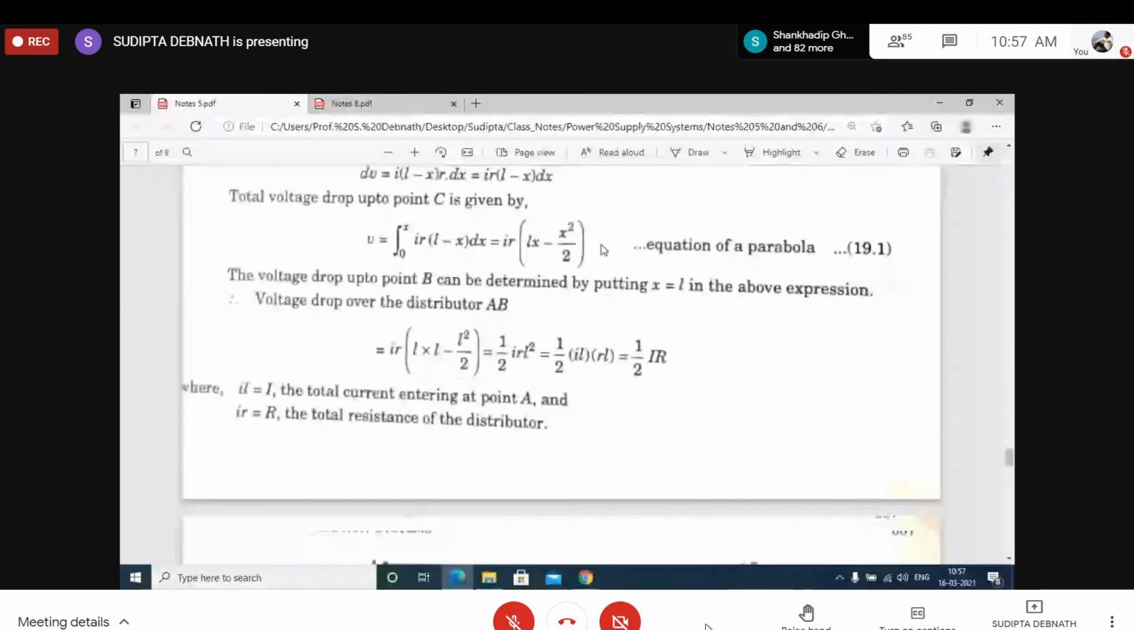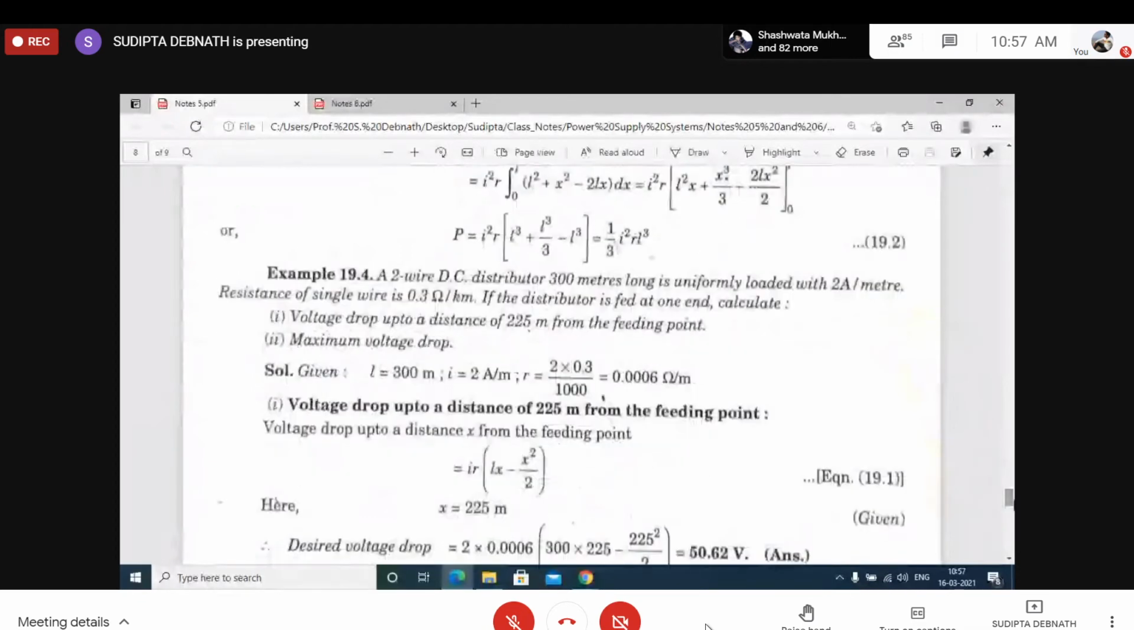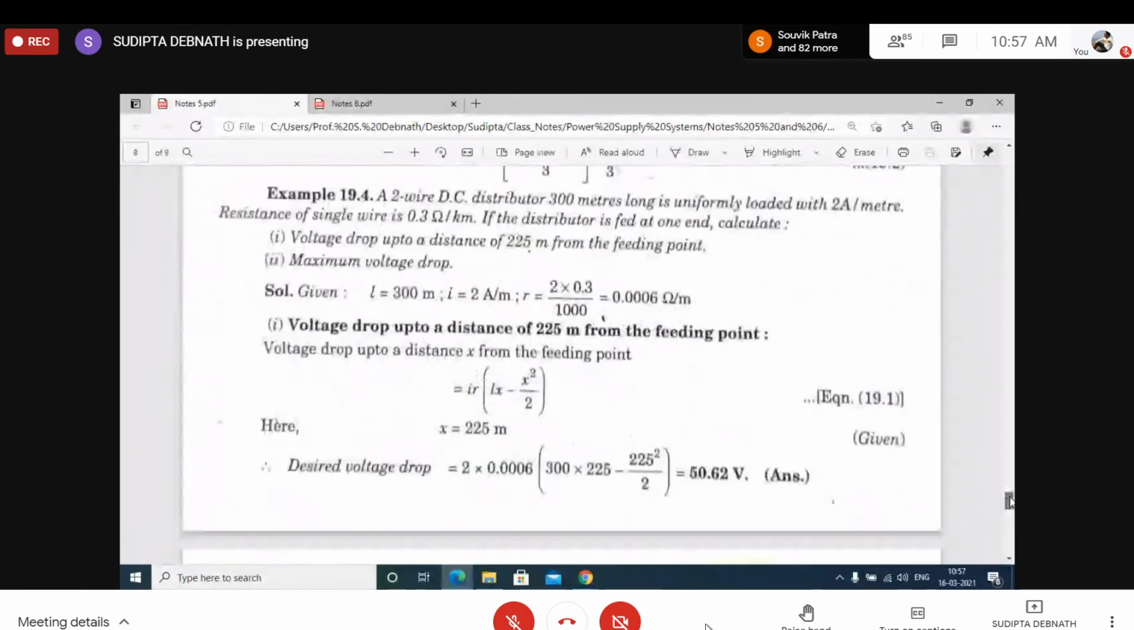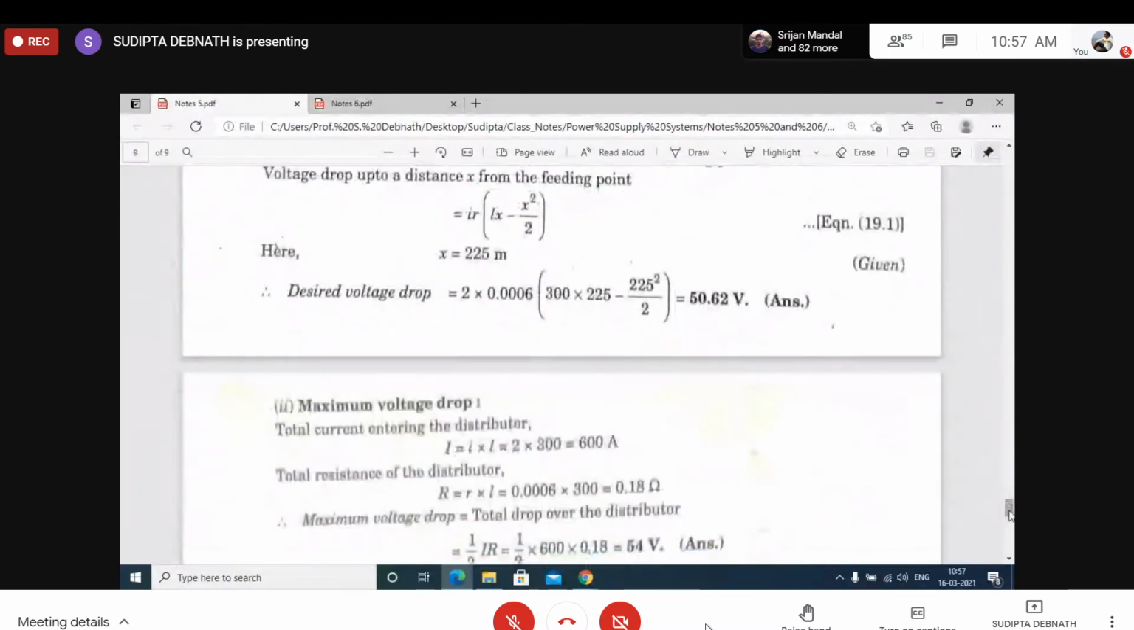They have substituted here, not 250. I think they have asked to find at 225. They have substituted x equal to 225 and used the same formula to find the voltage drop. And what is the maximum voltage drop? Maximum voltage drop occurs at the farthest end. So you have to put x equal to L, or directly remember the formula half IR L square, or half capital I into capital R. In this way they have found it.